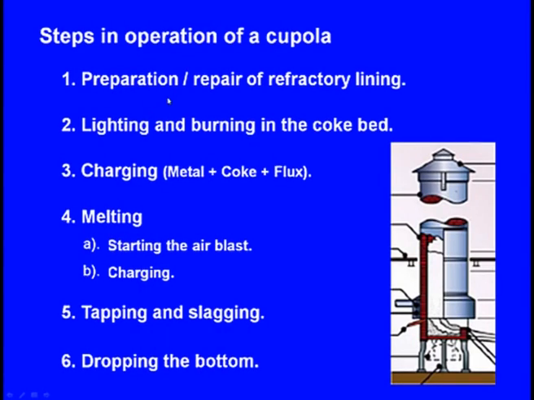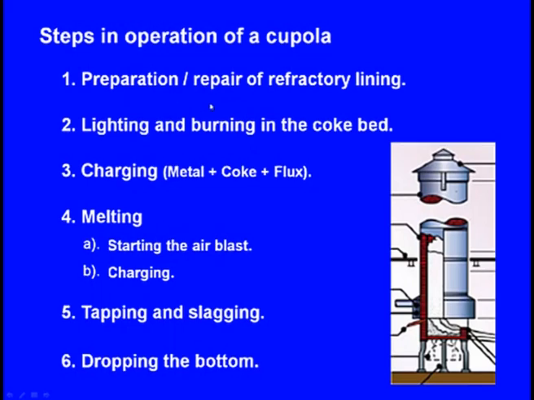Now these are the steps in operation of a cupola. One is the preparation and repair of refractory lining. The furnace might have been used previously. And what is this furnace? It is a very simple furnace. It is a steel cylindrical shell, and inside there is a refractory lining. Now it might have been used previously and the refractory lining might have been damaged. Now we need to repair it.